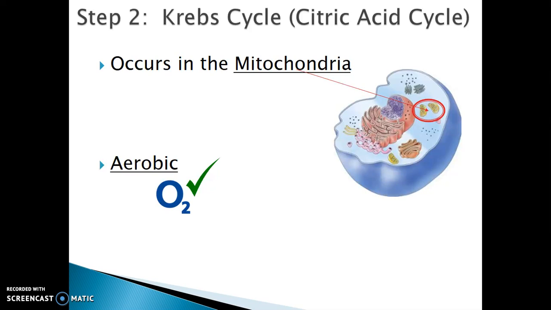Then we're going to move on to step 2, the Krebs cycle. This is going to occur in the mitochondria. So from now on, we're going to be inside the mitochondria. And this one is aerobic. It does require oxygen. So we're going to take those NADHs, those high-speed taxicabs, and those pyruvates that we made, and we're going to move them into the mitochondria for step 2, which is called either the Krebs cycle or the citric acid cycle. Two words that mean the same thing: Krebs cycle or citric acid cycle.